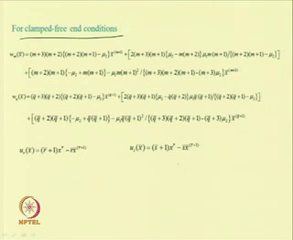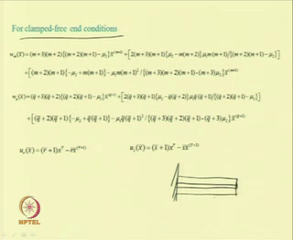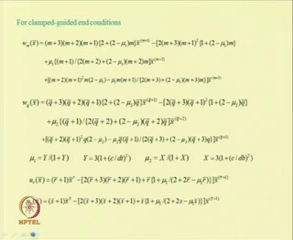So, in case of the clamped-free end condition, where this end is clamped and this end is free, it is a cantilever type. So, this is a cantilevered sandwich beam. In this case, one can use these equations.